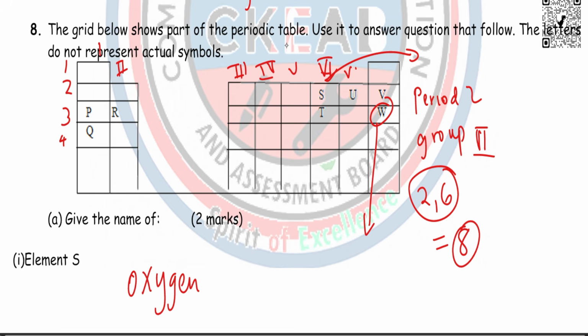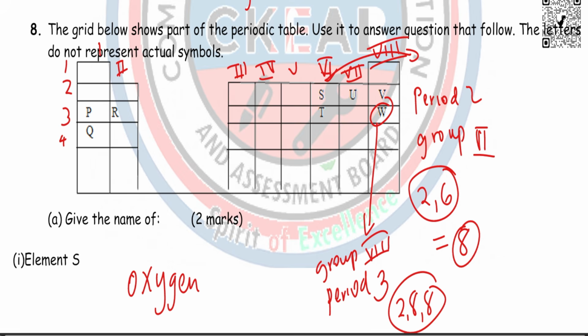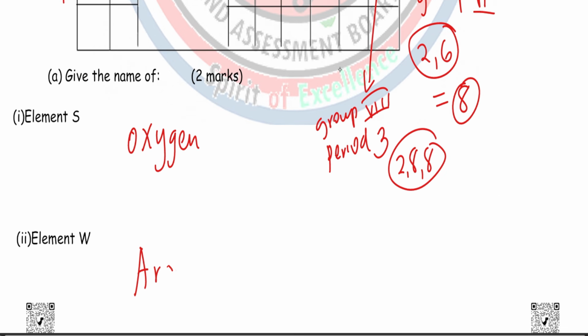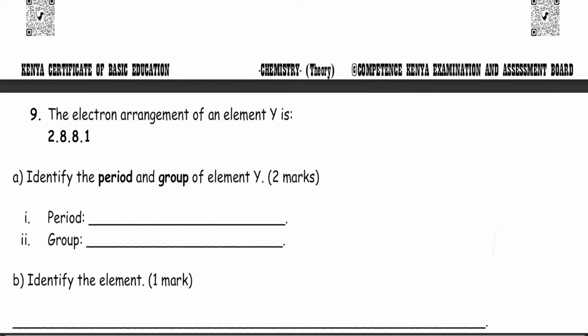Now element W, again, this is group 8, period 3. So most probably it is 18. Most probably this is 2, 8, 8, which most probably is argon. So element W is argon.